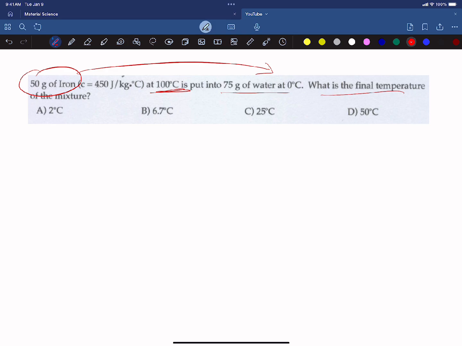So in order to find this answer, we need to find the heat loss by iron. So heat loss by iron, let's say Q is the heat loss by iron, is equal to mass of iron, Fe, times the specific heat of iron times T initial minus T final.